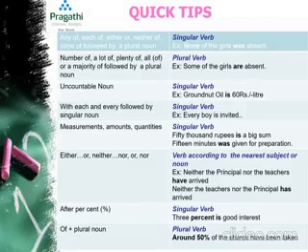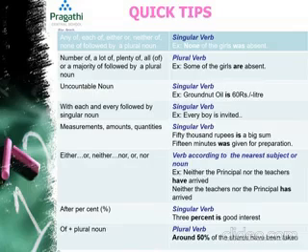Example, none of the girls was absent. Girls here is a plural noun but started with none of. So just remember this, none of the girls, none of the boys was absent. Don't add none of the girls were absent. If you break none, it is no one, right?